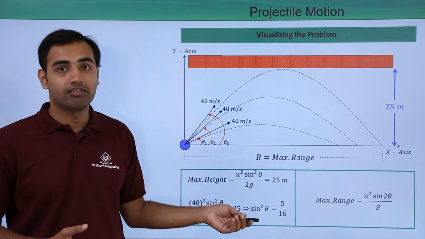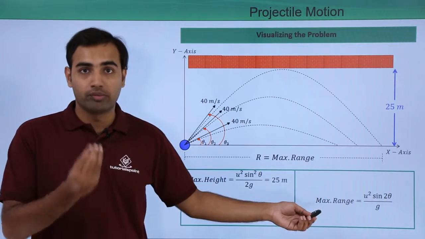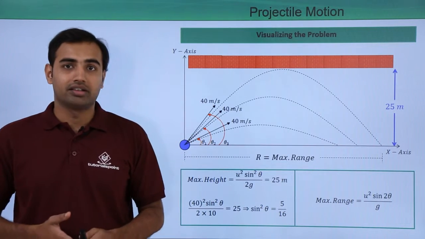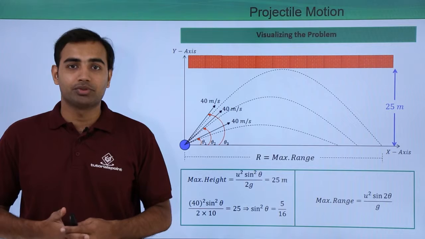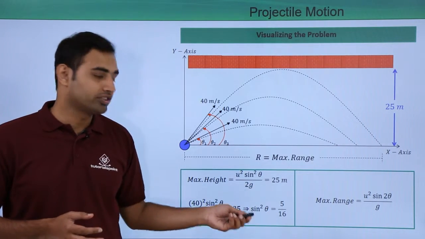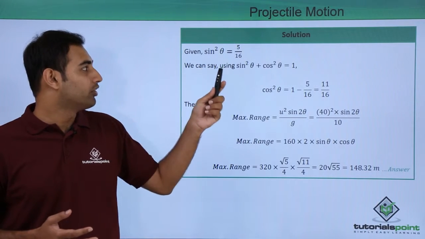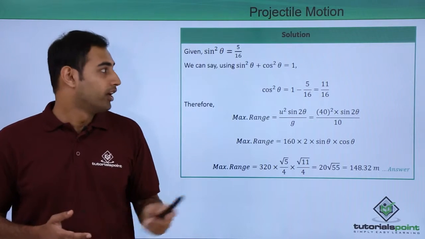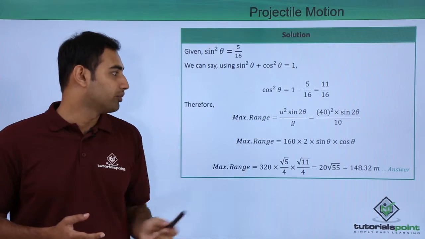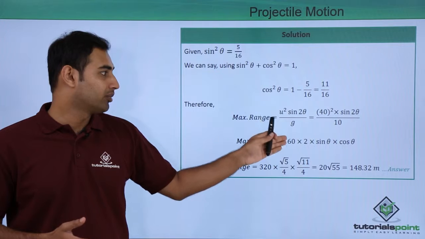Now once I calculate the angle value theta, I can directly put that angle value in the second expression for the formula of maximum range, which is u square sine 2 theta by g. But you'll have to use calculators for the same, so I'll be going through a different approach to solve this problem. So here we'll sustain the value for sine square theta as 5 by 16. From sine square theta, we'll calculate the value of cos square theta. So cos square theta will come out to be 1 minus 5 upon 16, which will be simply 11 upon 16.